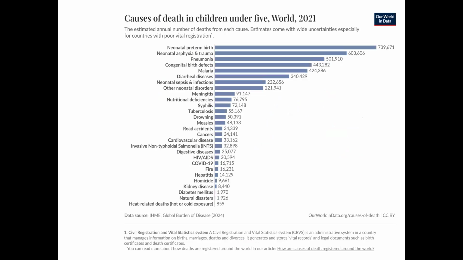These are the causes of death in children under 5. The data is from 2021, and we can see that the highest burden is contributed by neonatal preterm birth, followed by neonatal asphyxia and trauma in second place, and then infections like pneumonia, and then congenital birth defects. Then we have a range of infections, starting from malaria, diarrhea, neonatal sepsis, and different infections which are basically preventable.